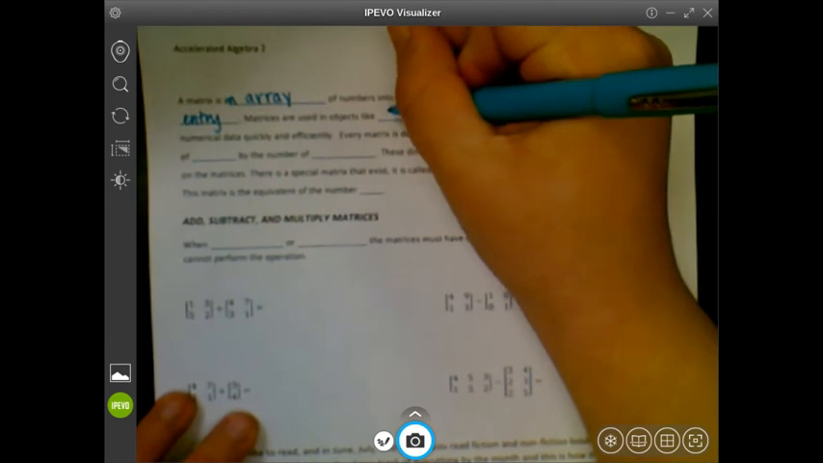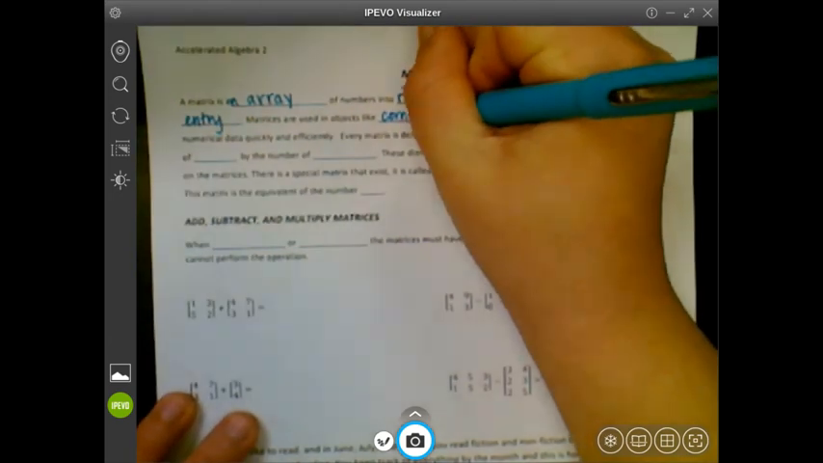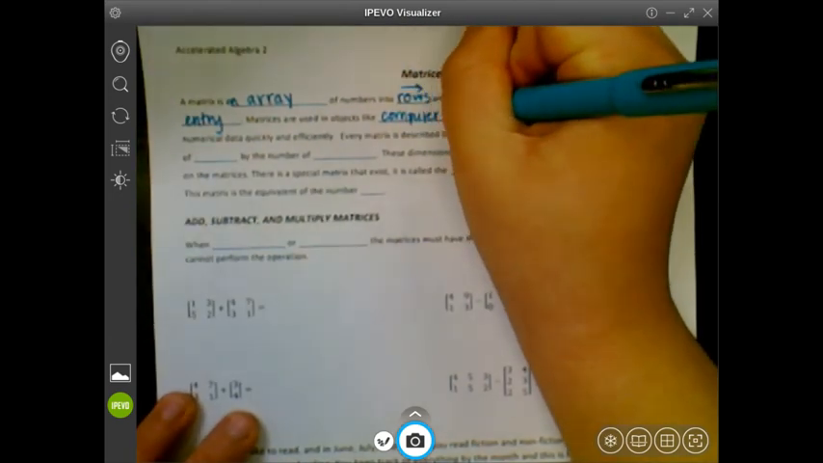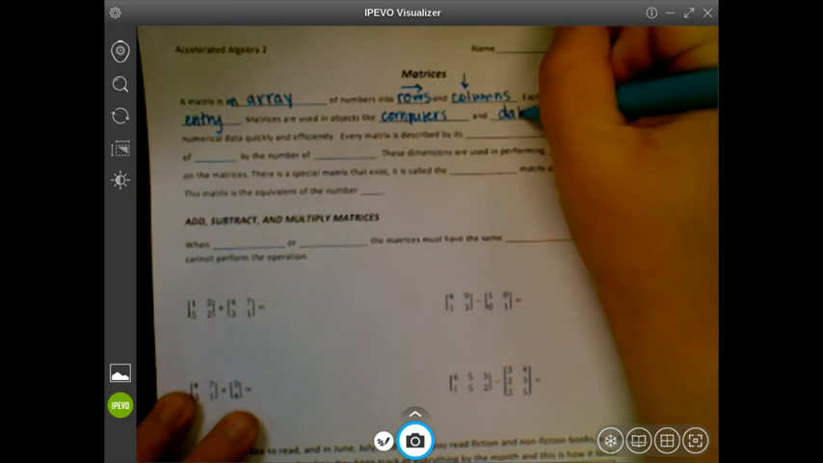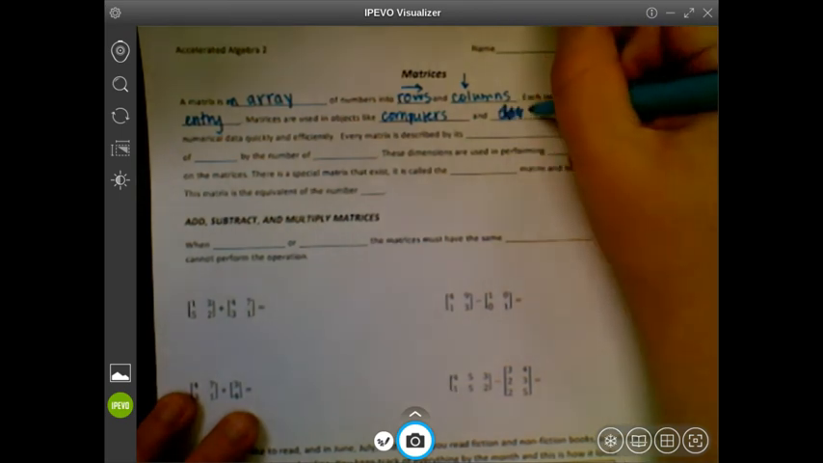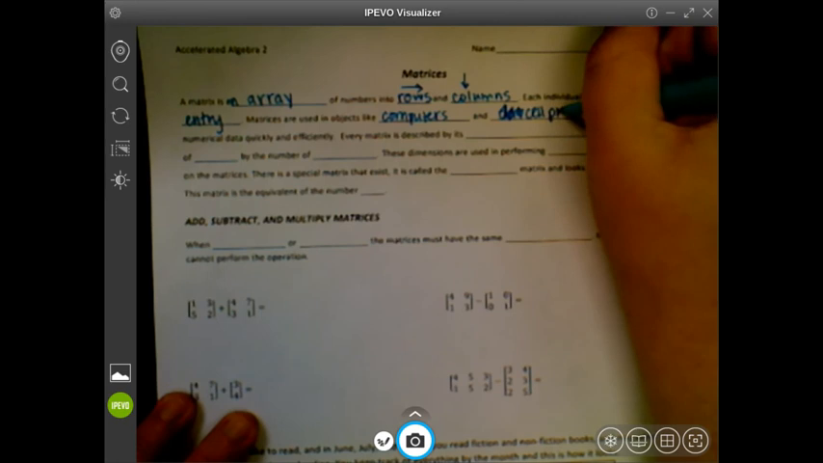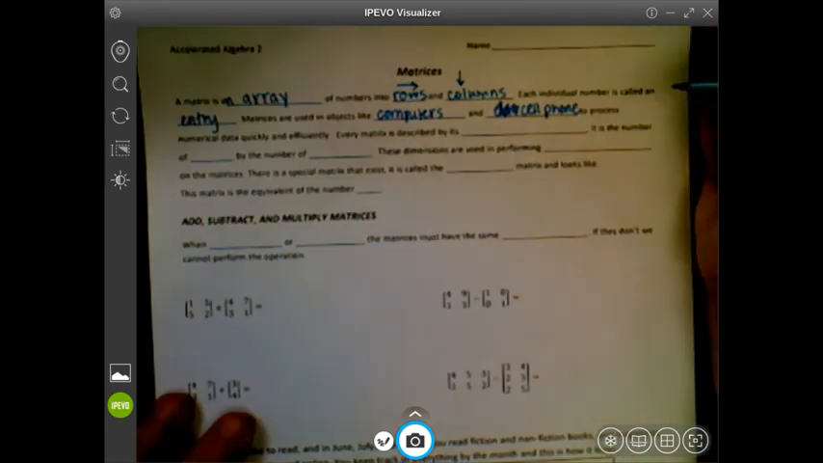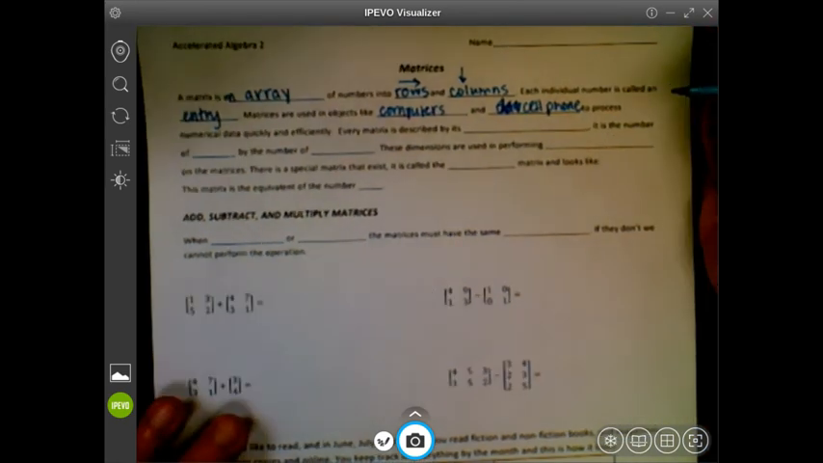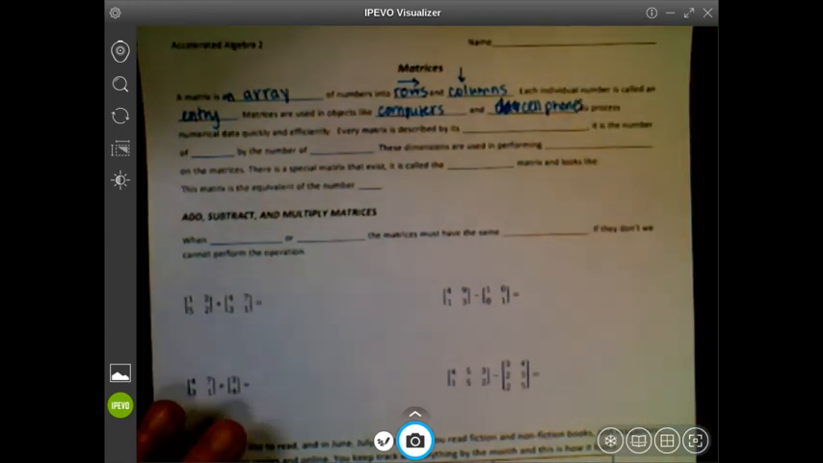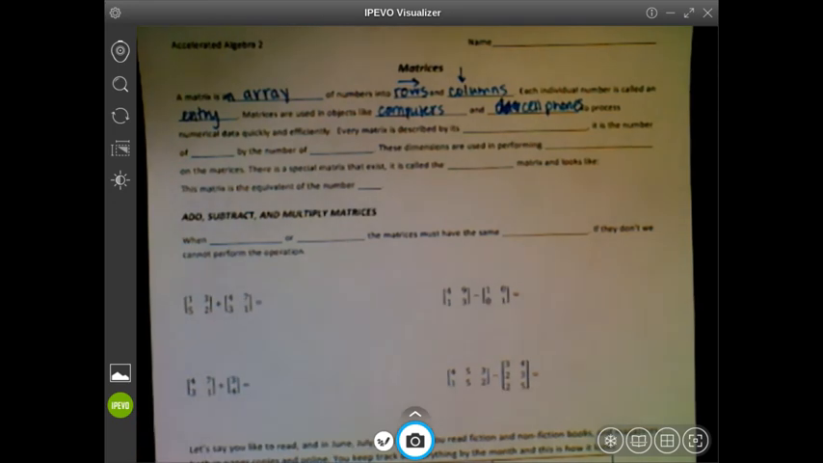And they're used in objects like computers and cell phones, pretty much anything that has to do with compiling data, like putting a lot of data. So like video games and things like that, right? Those all have a lot of matrices used because they can process numerical data pretty quickly.